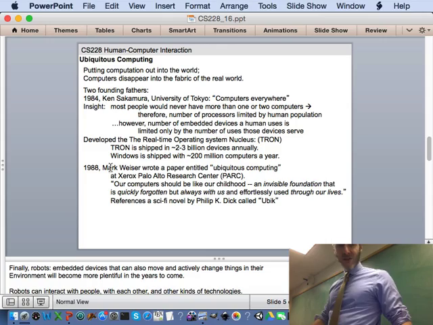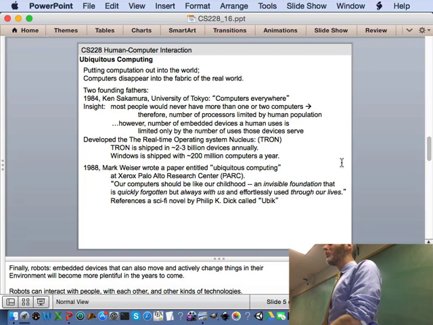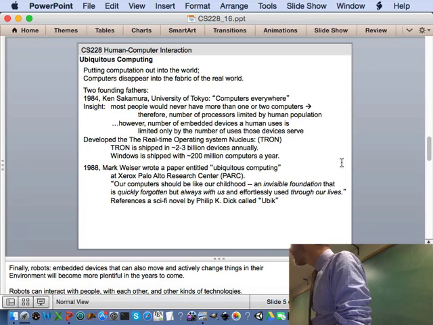I assigned some reading for today, actually, and I forgot to put Mark's original ubiquitous computing article up there, but if you Google Mark Weiser PDF, you'll probably find it. In that document, when he described his vision for this field of ubiquitous computing, his vision would be that in the future, computers would be like our childhood. They would become an invisible foundation that is quickly forgotten. We don't even know that it's there, but it's always with us and it's used throughout our lives.